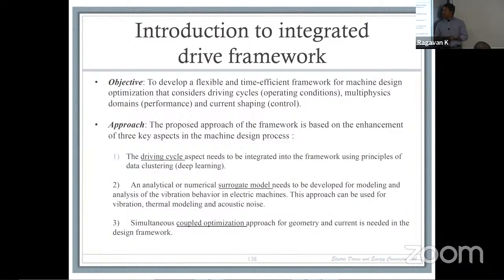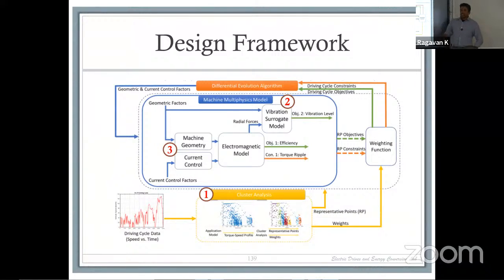So this is basically what we have defined in terms of the integrated drive framework. What we set out to do really was to create a flexible and time-efficient model. We wanted to look at everything, starting from drive cycles to multiphysics to current shaping control. I will talk about drive cycles tomorrow. Today, I'm only going to talk about the first two. Our drive cycles will be on day 5. We'll talk about how we do simultaneous coupled optimization. But the idea of the drive cycle is we need to integrate that with a clustering method. You have to do deep learning, create a large pool of data, and identify where your motor is going to operate. You have to start there. And then you create a surrogate model, and then you optimize the entire system in one single piece. This is the overall framework that we have defined for our method.